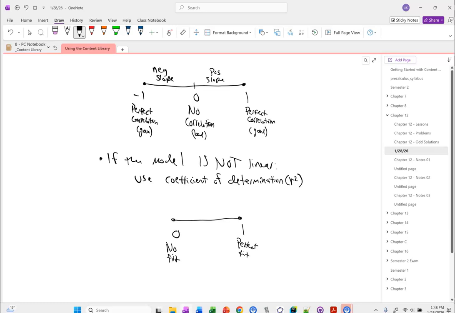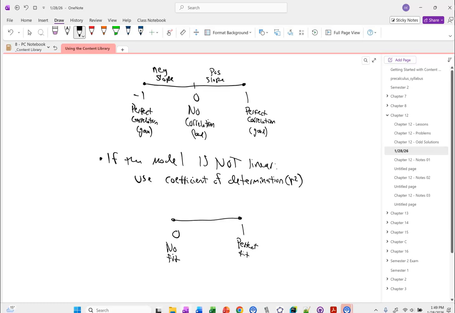R squared always runs between 0 and 1, where 0 essentially is no fit at all, it's the worst you're ever going to get. It means you could pick random points and they would fit just as well as the points you have due to the model. And 1 is a perfect fit, where whatever the equation for the model is passes through every single point in your data set.